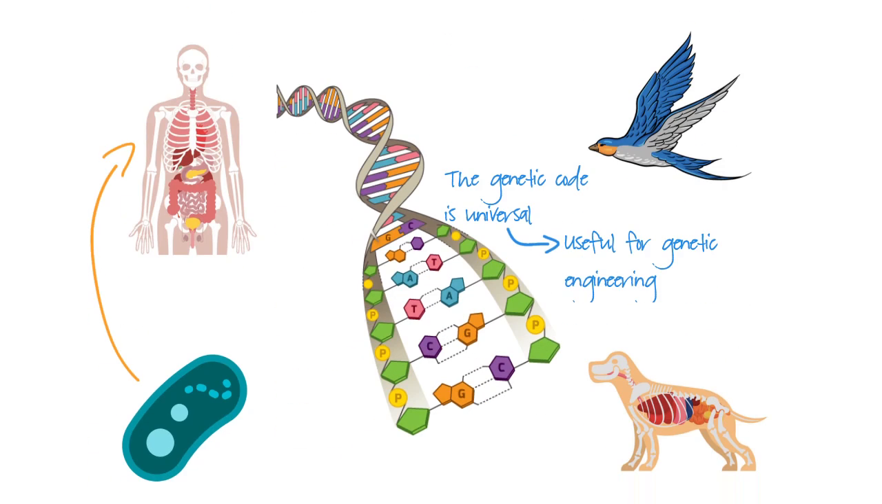Finally, we saw how the genetic code is universal, which means that all organisms have the same bases in their nucleotides. This proves very useful for things like genetic engineering, where one organism can be used to make products for another. And that brings us to the end of this lesson.